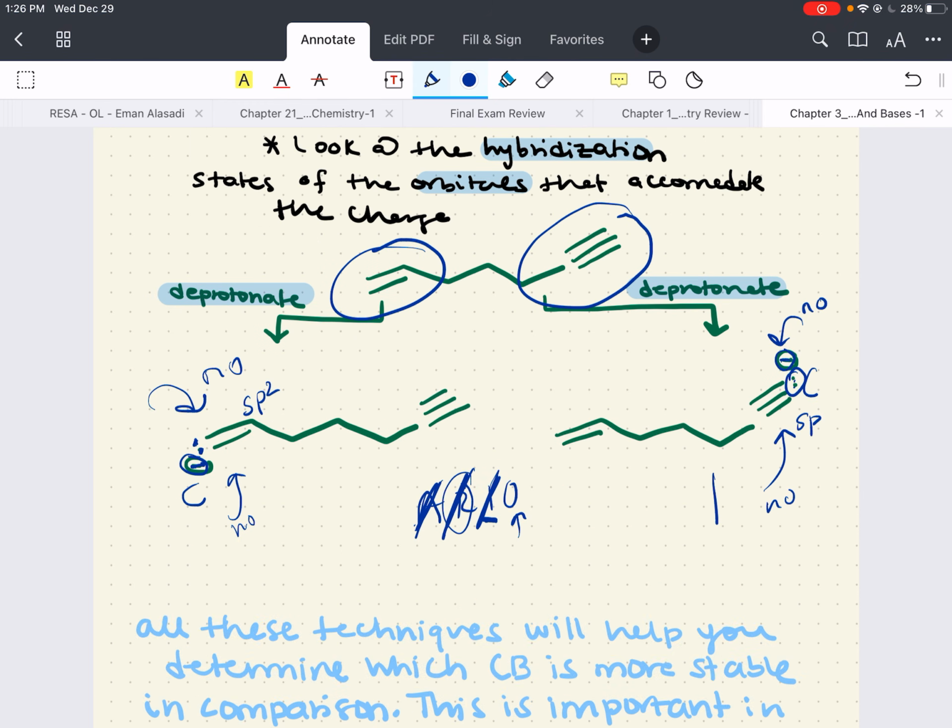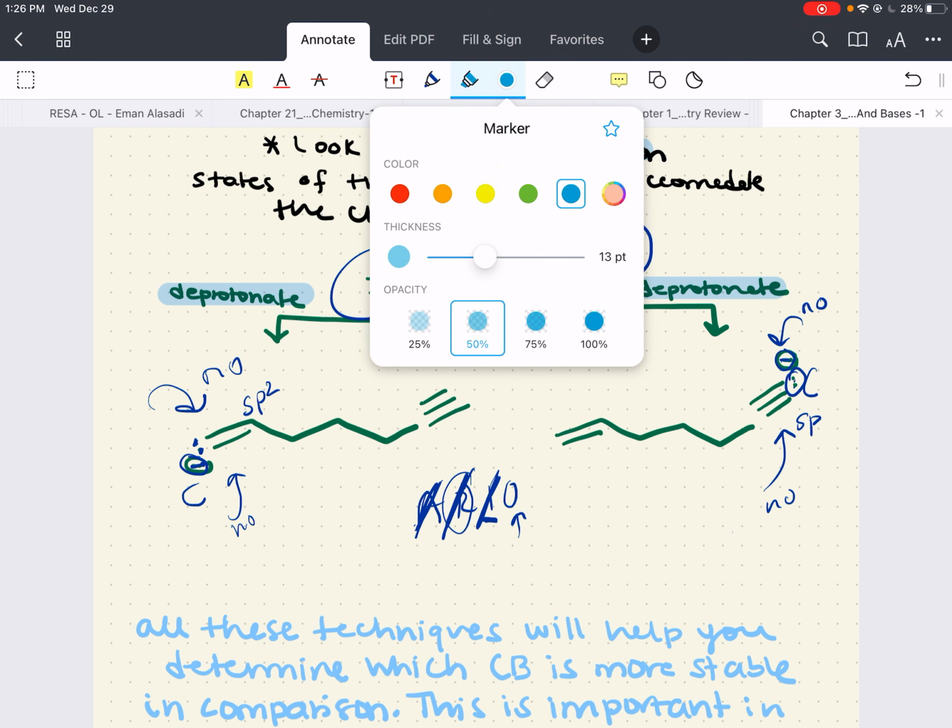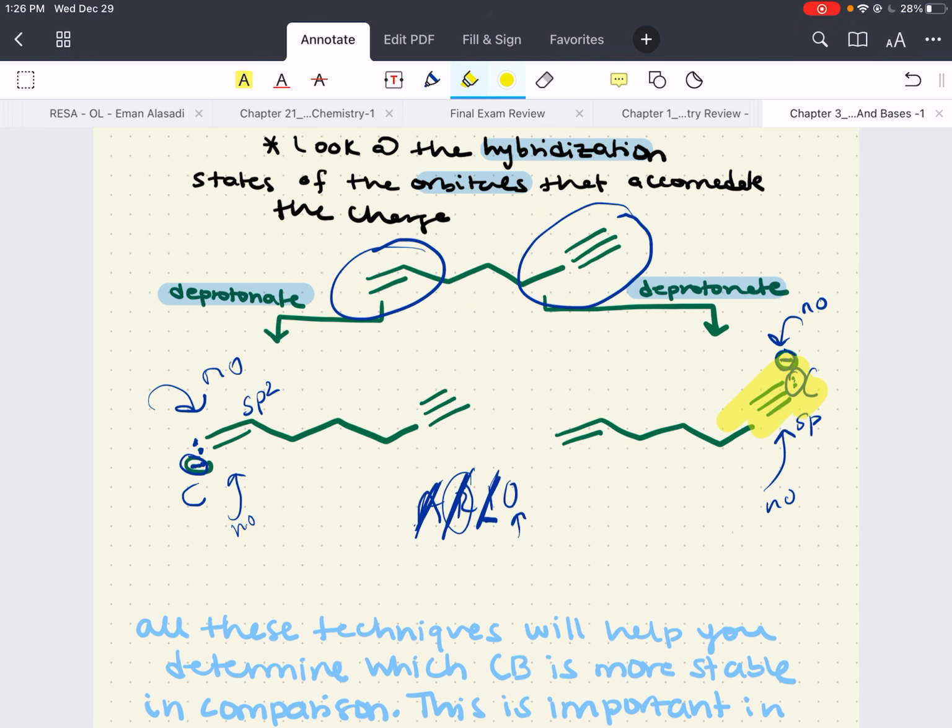So that means this triple bond, this region right here, let's highlight it, is the more stable conjugate base. That means it's going to be the stronger acid when it's protonated. So when we ask which region is more acidic, it's going to be this triple bond right here.